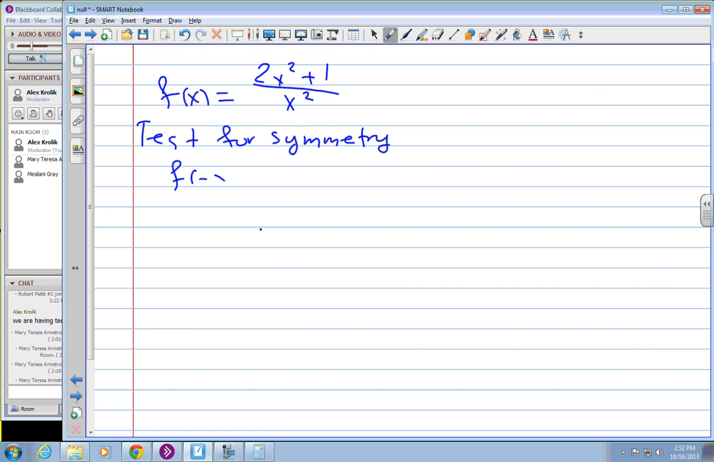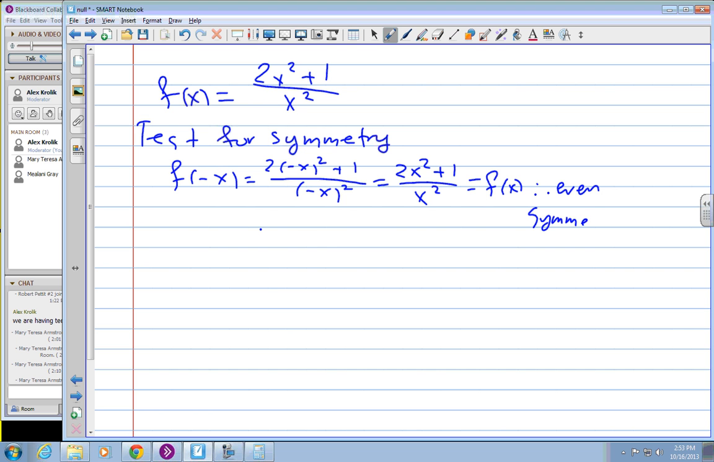And we do that by computing f of negative x, so it's 2 times negative x squared plus 1 over negative x squared. So all the negatives just go away. So that's 2x squared plus 1 over x squared, which is your original function, right? This is the same as f of x. So therefore, even symmetry around the y-axis. Okay? That will come in handy.